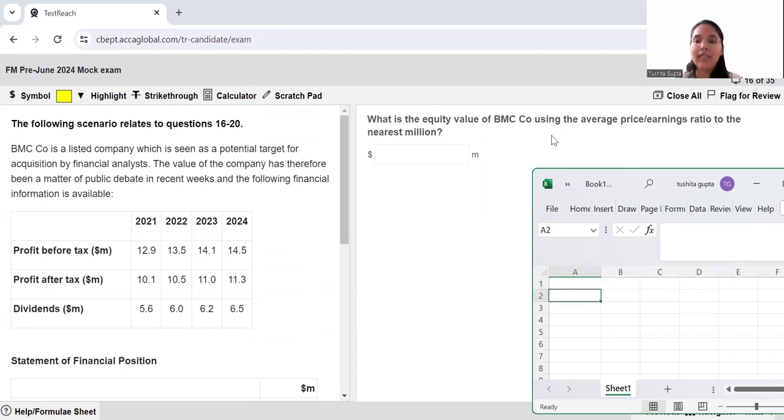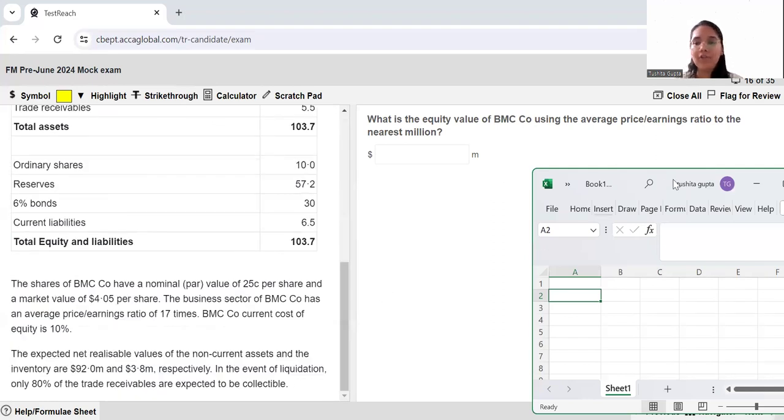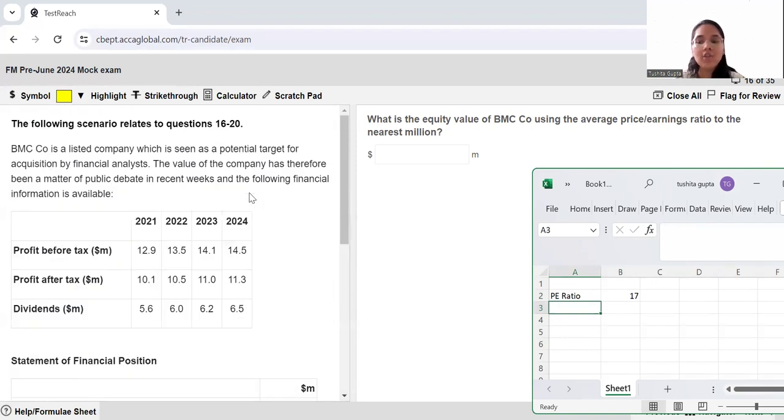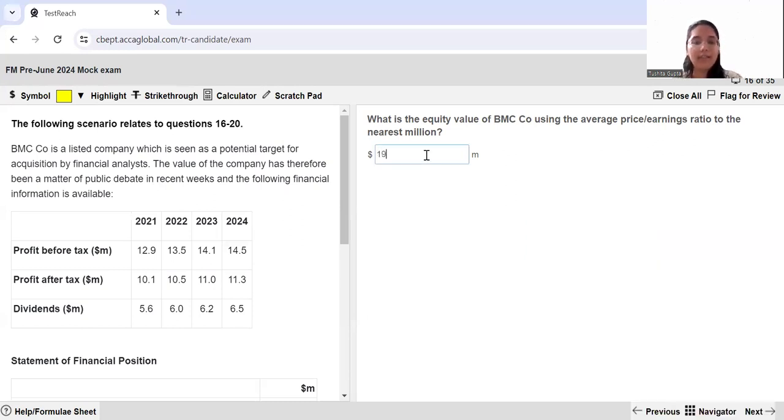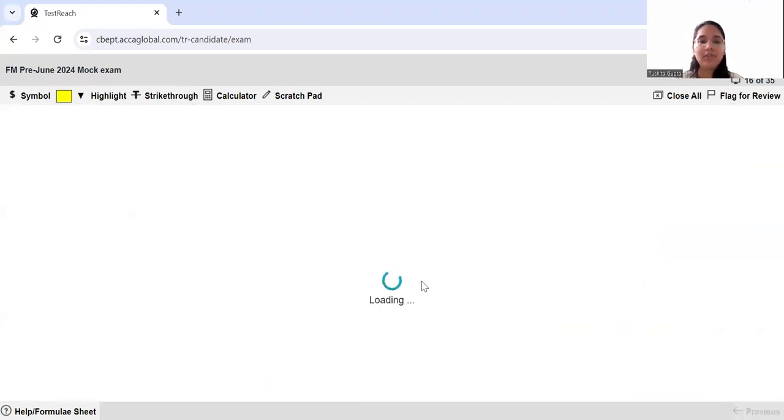We need to find out the equity value of BMC company using the average PE ratio. PE ratio is given to us as 17 times. And the next thing that we need are the earnings. So for the sake of our calculation, we are going to take the most recent earnings, which you can see as 11.3. So the value of the company is nothing but 11.3 multiplied by 17. This gives you 192.1. Because you need to round it off to the nearest million, I'm only going to put 192. All right, moving ahead to the next one.